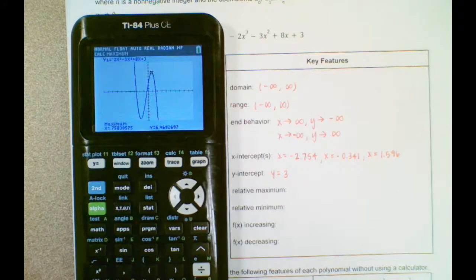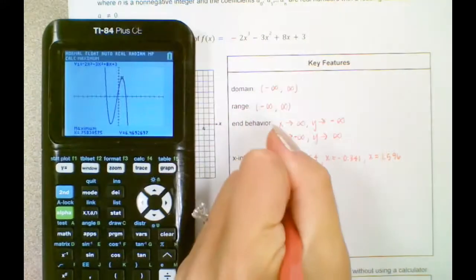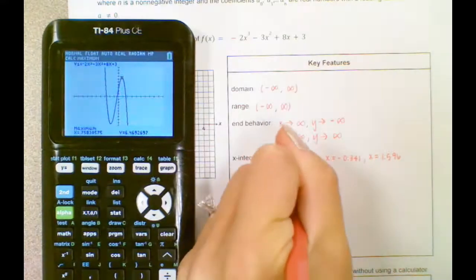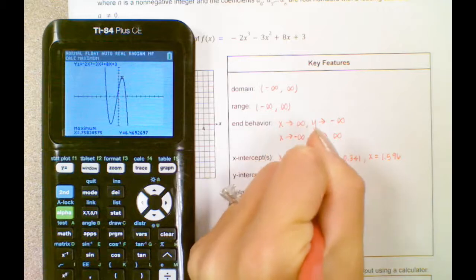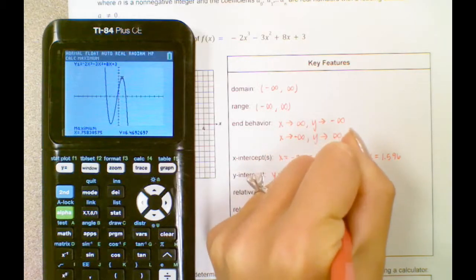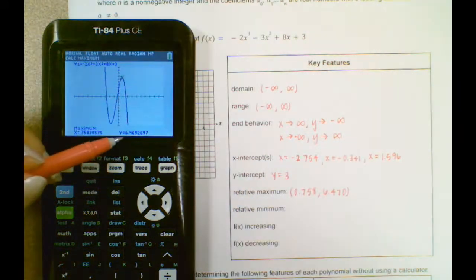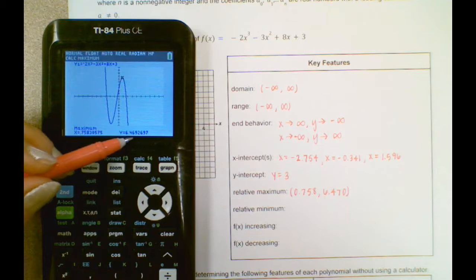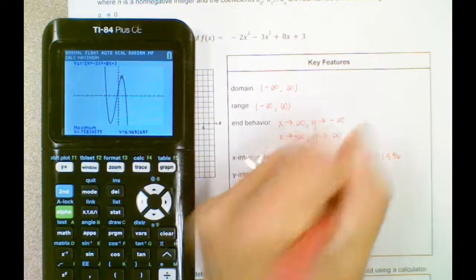Alrighty, so that is at 0.758, 6.470. That's going to round up if we go to 3 decimal places. Oh wait, no, I can leave that. Oh, whoopsies. Sorry about that, guys.